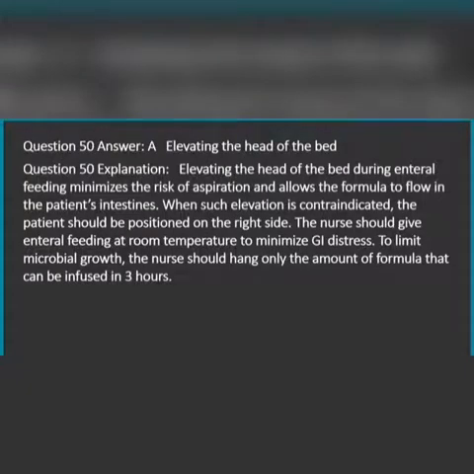Question 50. Explanation: Elevating the head of the bed during enteral feeding minimizes the risk of aspiration and allows the formula to flow in the patient's intestines. When such elevation is contraindicated, the patient should be positioned on the right side. The nurse should give enteral feeding at room temperature to minimize GI distress. To limit microbial growth, the nurse should hang only the amount of formula that can be infused in 3 hours.